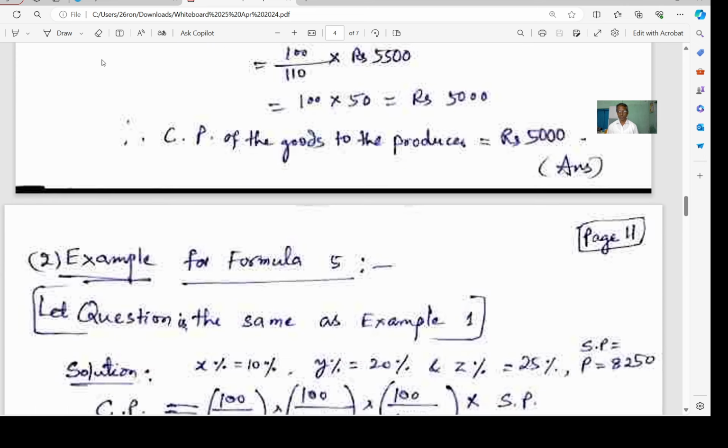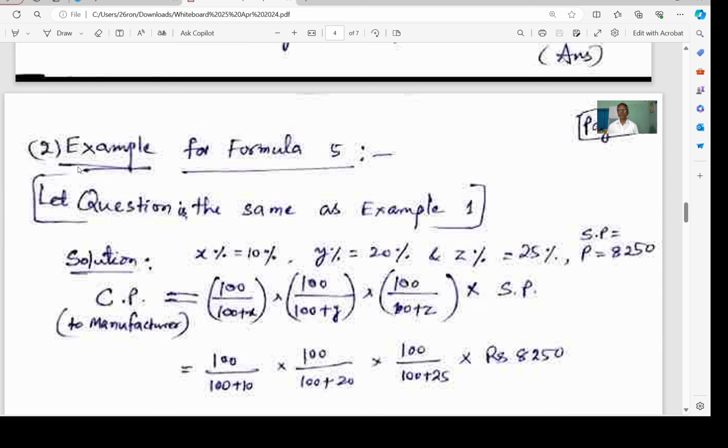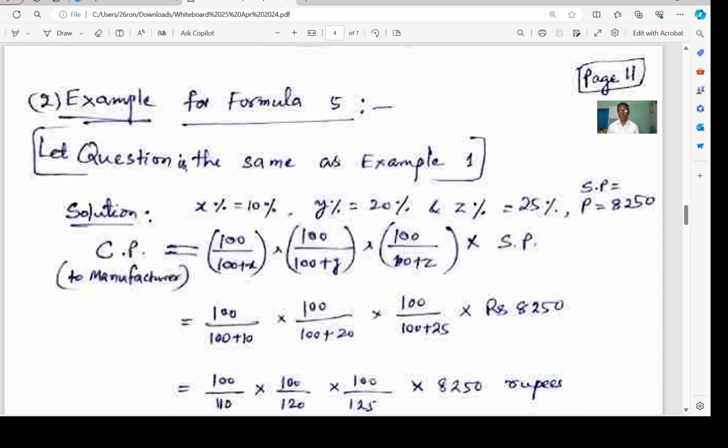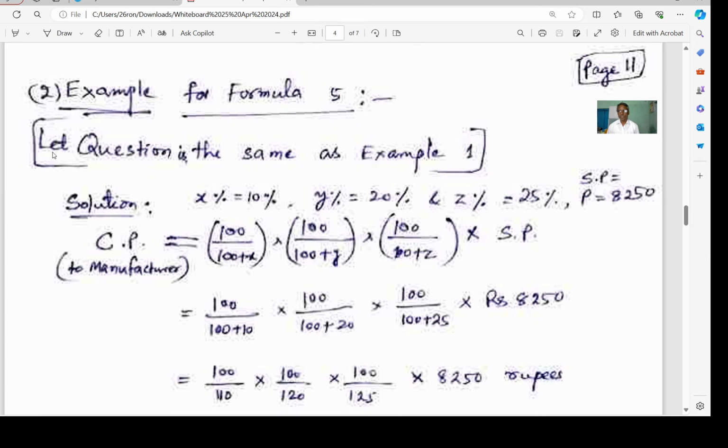The same question can be answered by using formula 5. Let the question be the same as example 1. So here X percent equals 10%, Y equals 20, and Z equals 25, and sale price or P equals 8,250.